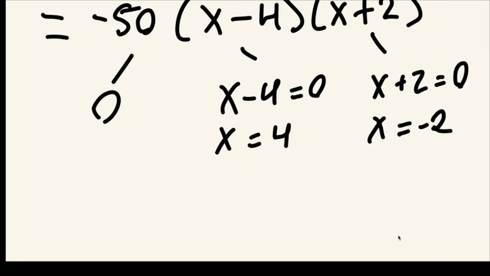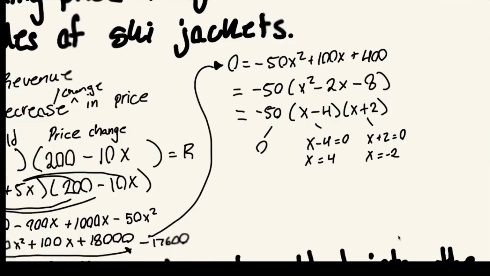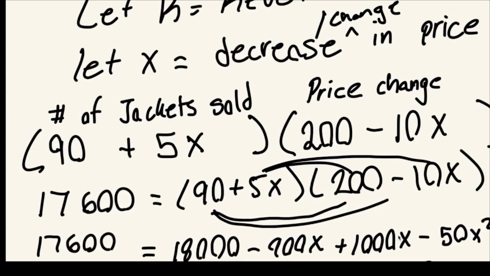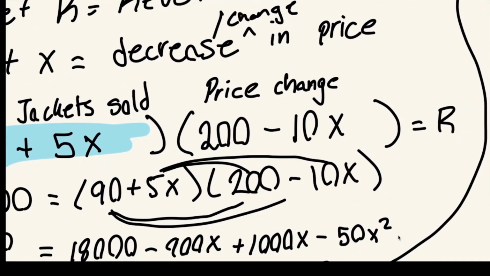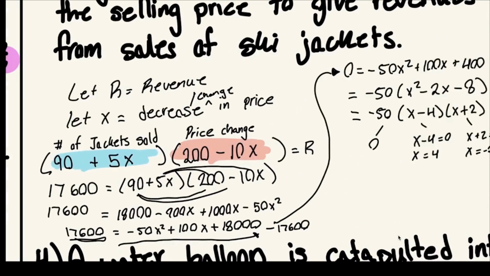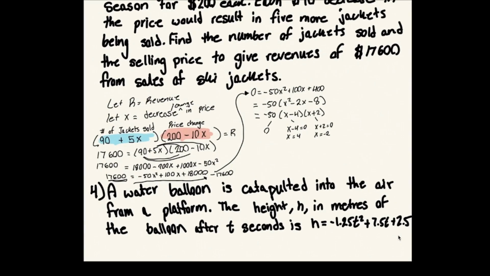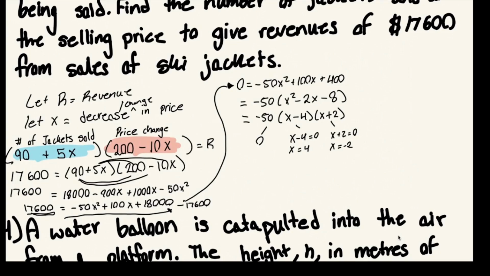But the value here that's important is x equals 4. We are going to input that value 4 into this right here where we created the number of jackets being sold, and then the price change, right? We're going to input it in there as x, and that will give us the answer of number of jackets sold and the selling price, which gives us a revenue of 17,600, right? So if we substitute in 4, and not -2, because it doesn't reason out if we use -2.